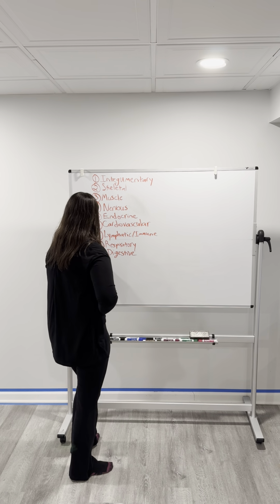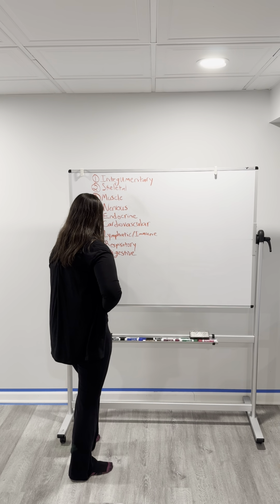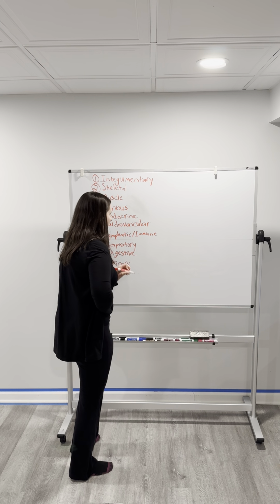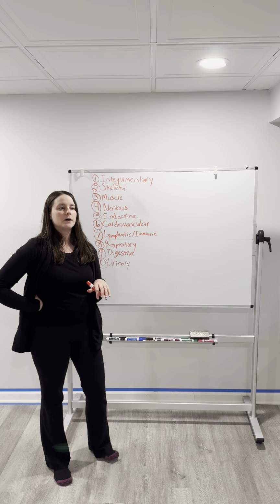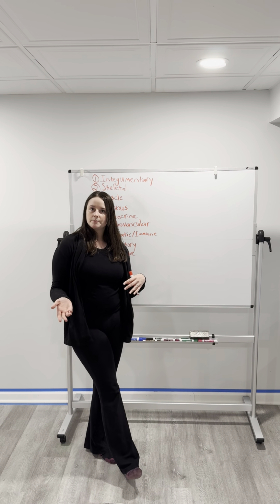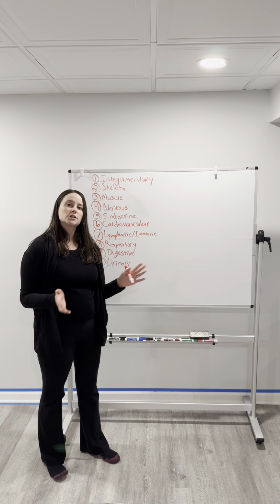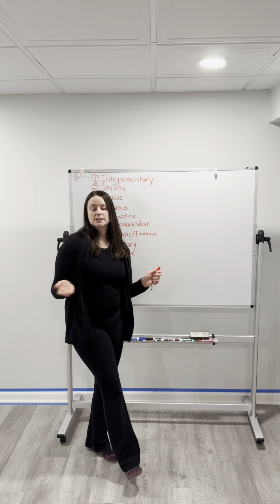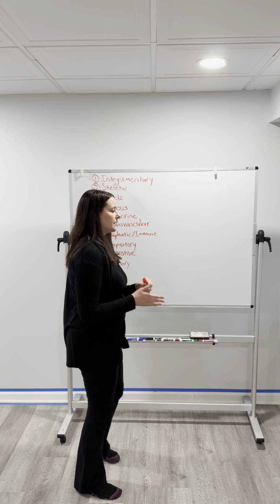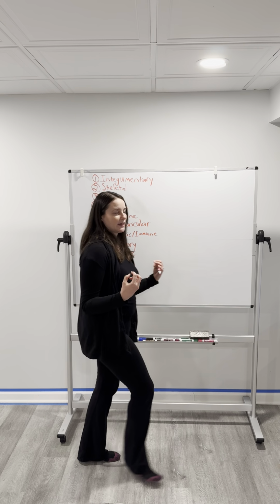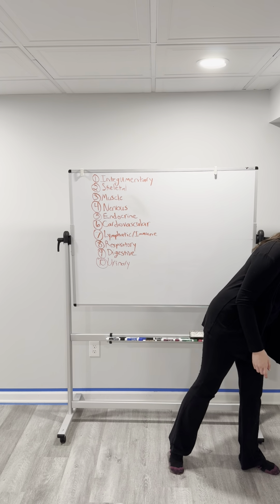Okay, then we have the urinary system. So this is the kidneys, ureters, bladder, and urethra. The kidneys filter our blood to create urine, so the urinary system is to expel waste. And then we reabsorb anything else that we want to keep within our body.